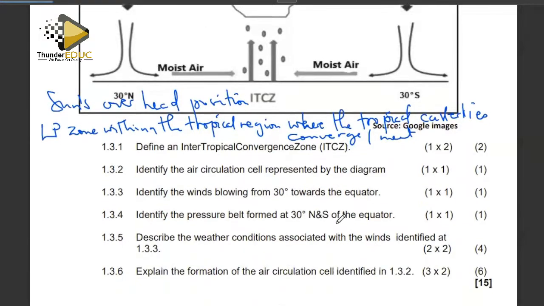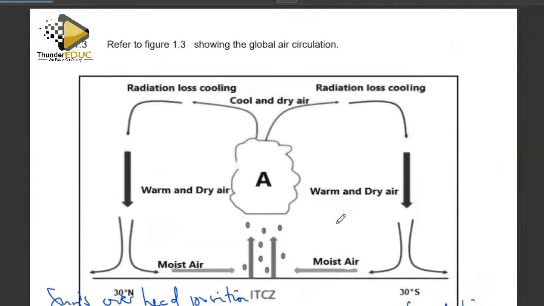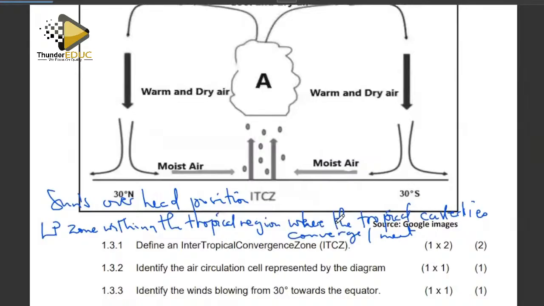Right, moving on. Identify the air circulation cell represented by the diagram. Right, we understand the tricellular model of global air circulation, if we still remember. The one which is from the ITCZ to around 30, we are seeing it here, which means from the ITCZ to 30, we have the Hadley cell. It's the Hadley, then the Ferrel, then the polar cell.